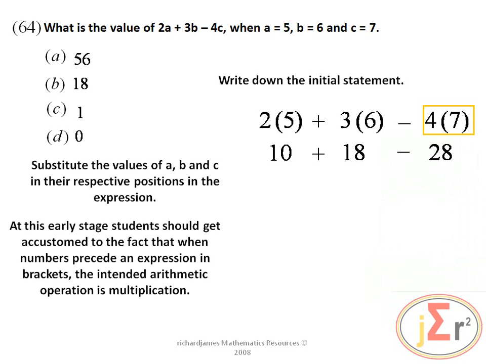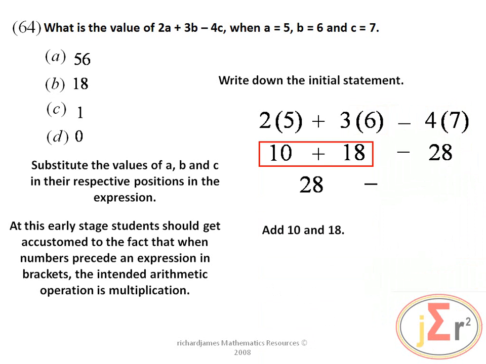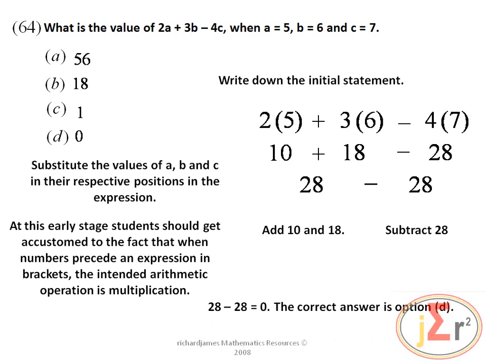Very good. So add 10 and 18, 28, subtract 28. So 28 minus 28, and the result is 0. The correct answer is option D.